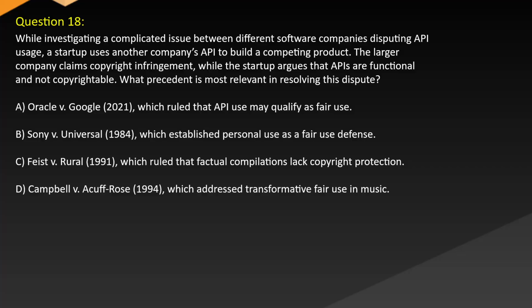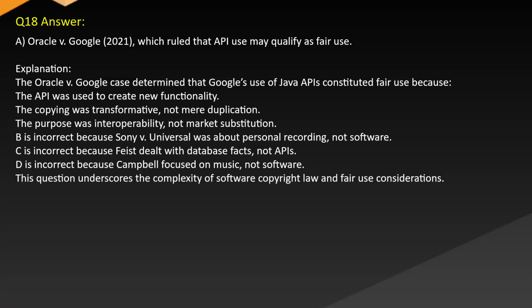A. Oracle v. Google, 2021, which ruled that API use may qualify as fair use. B. Sony v. Universal, 1984, which established personal use as a fair use defense. C. Feist v. Rural, 1991, which ruled that factual compilations lack copyright protection. D. Campbell v. Acuff-Rose, 1994, which addressed transformative fair use in music. Answer: A. Oracle v. Google, 2021, which ruled that API use may qualify as fair use.